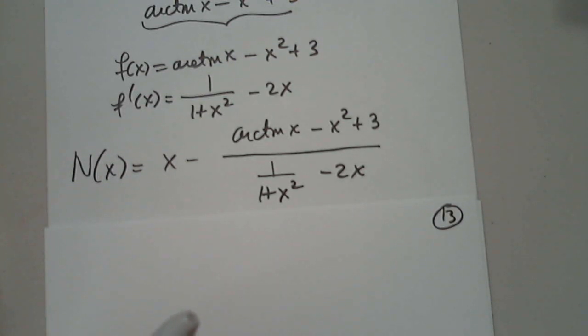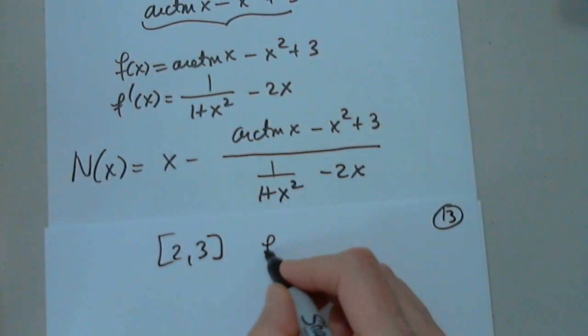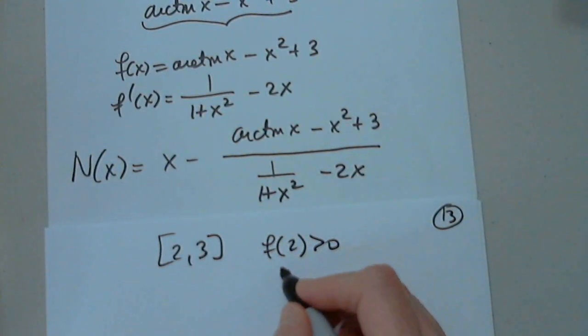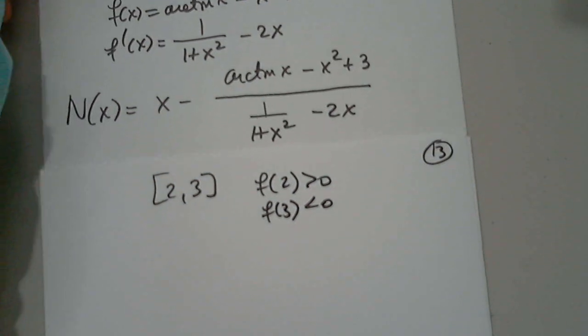So let's try. I'll start with 0 and see what happens. I'll continue to 1. Promising. I'll continue with 2. I'll continue with 3. Got it. Between 2 and 3. So the interval is 2, 3. And I have f of 2 is positive and f of 3 is negative. Good.